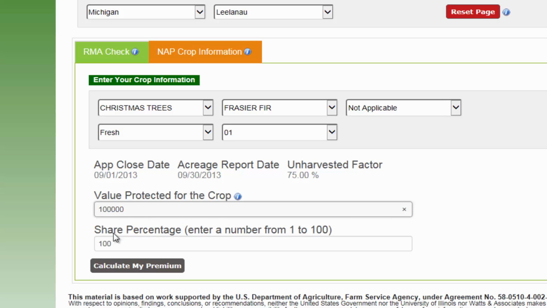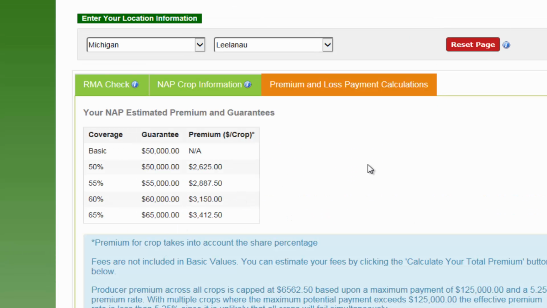in there. Again, I'm going to say that the share percentage is 100%. I'm the sole owner receiver of this NAP coverage. The basic then is going to be $50,000, the same program that's been around for many, many years. 50% of 100,000, of course, is 50,000, 55, 60, 65,000. As you see over here, this is the premium.